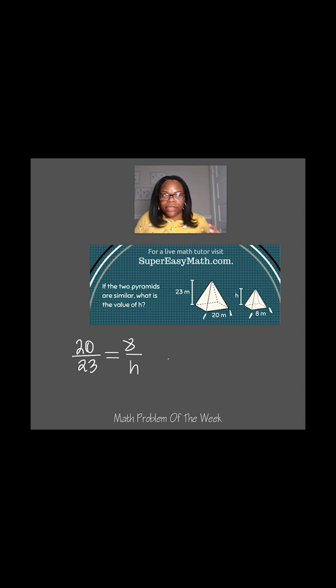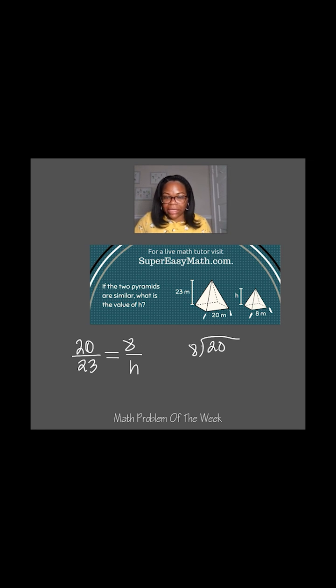Now I have to figure out how I can get from one fraction to the other. So I only have the 8 and the 20 to work with because those are known amounts. I can't do it with the 23 and the h because I don't know the h. So I have to ask myself, 8 times what is going to give me 20, or 20 divided by what is going to give me 8? You can literally do long division to figure this out.